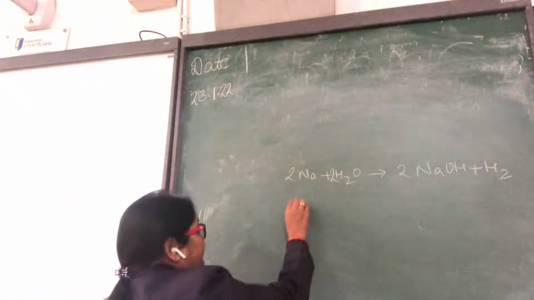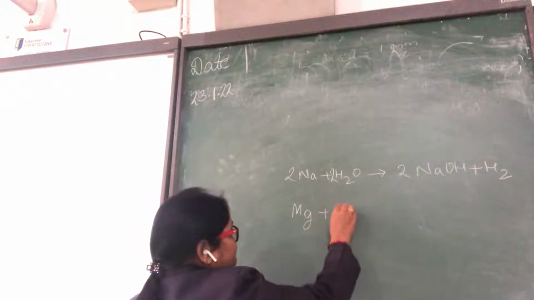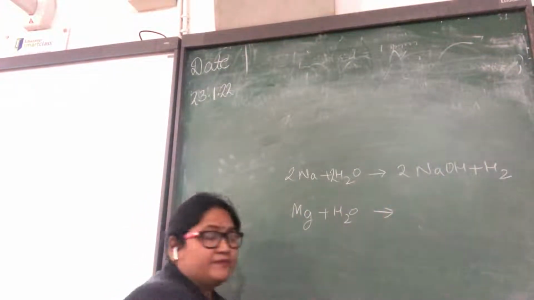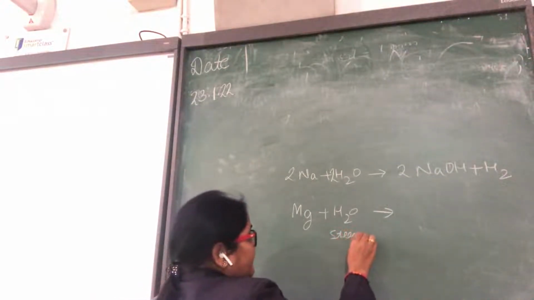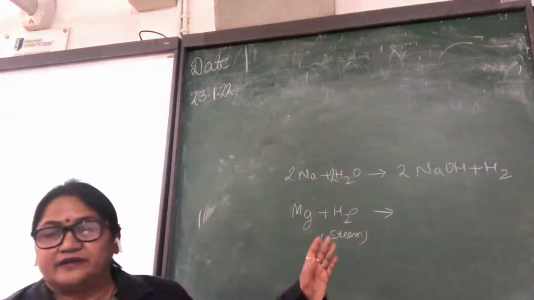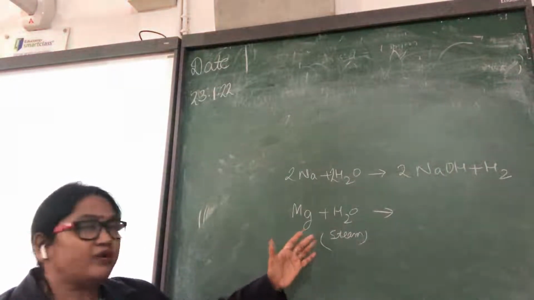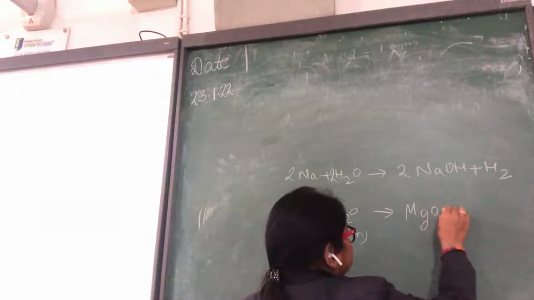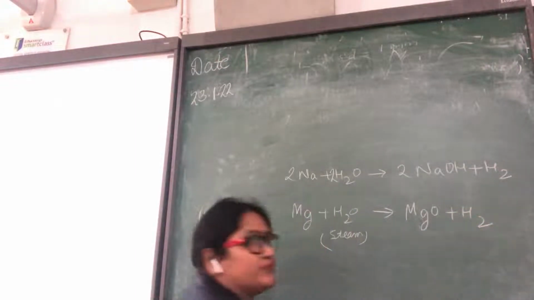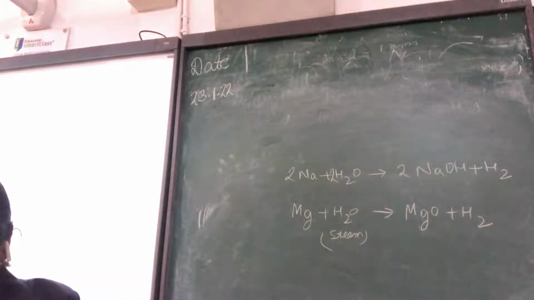Same if we take magnesium, here we are taking steam. Why are we taking steam? Because magnesium is not very reactive. So it will react with hot water or with steam and will form MgO plus hydrogen gas. So these are the other methods of preparing hydrogen.